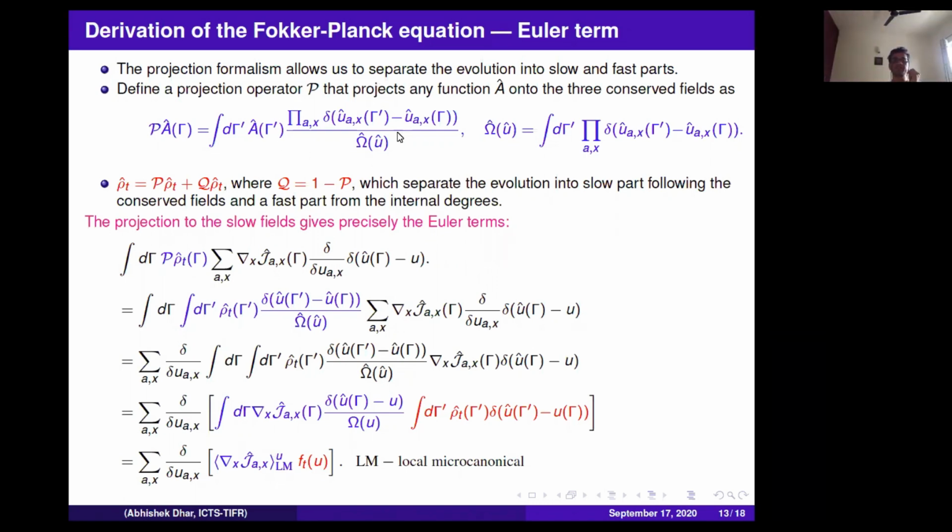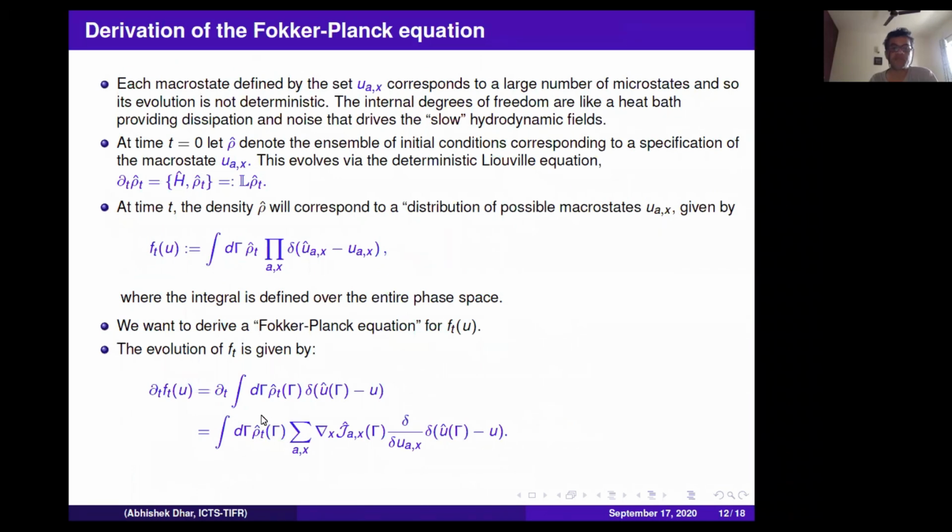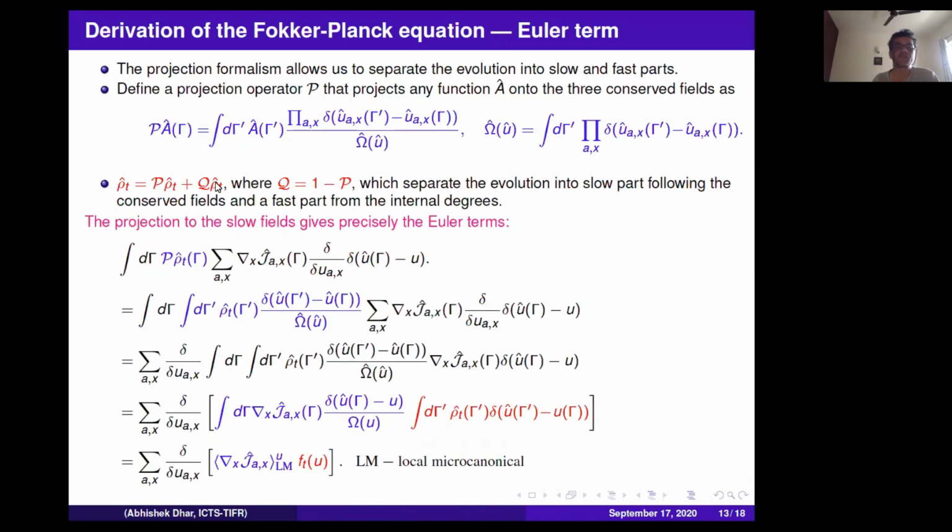So this basically means that I look at all configurations in phase space which correspond to the same macrostate profile, and I integrate over all those microstates with the correct weight, and this is how I define the projection. Here rho hat is kind of like a local entropy function. Now in this previous equation I break up rho hat by projecting it into the conserved quantities and the non-conserved part. Q is just 1 minus P. This is the projection into the slow fields, and this is the projection into the fast fields.